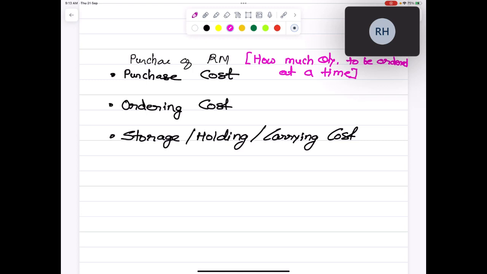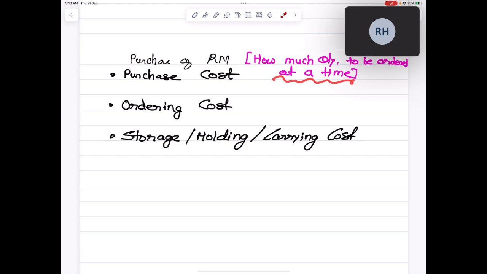Just for clarification, I am again clarifying that we are not deciding how much quantity of raw material we require to purchase in a year. That point we are not discussing right now. We are discussing right now in a single order how much quantity to be ordered. Whenever you are deciding how much quantity to be ordered at a time, you have to keep in mind that there are three costs associated with the order quantity.